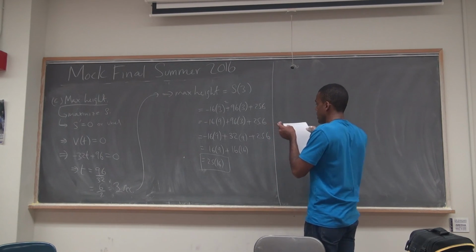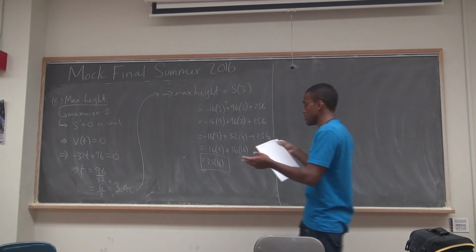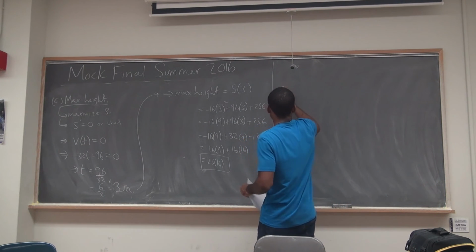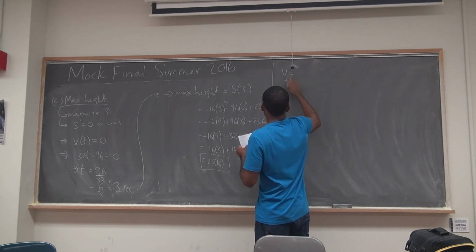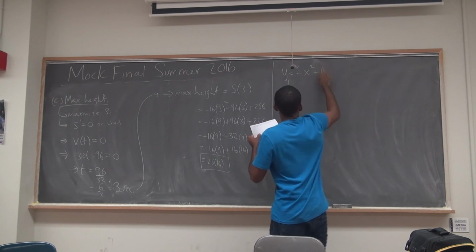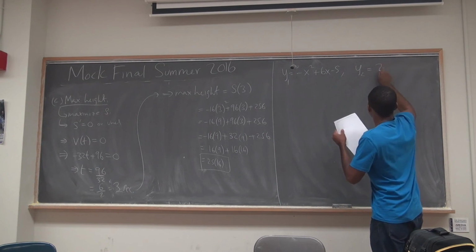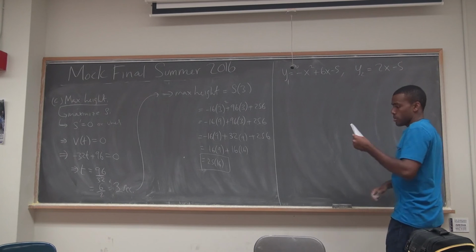Okay, so here, roughly sketch the curves on the same pair of axes, and find the area in between the curves. So here they specifically ask you to sketch it. So let's call that curve 1: minus x squared plus 6x minus 5. Curve 2: 2x minus 5.